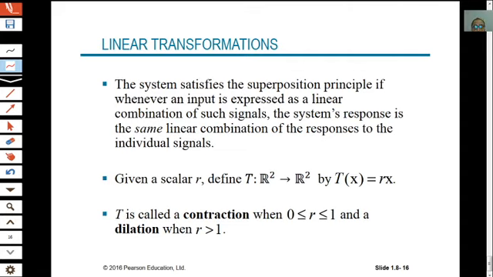The system satisfies the superposition principle if whenever an input is expressed as a linear combination of such signals. For example, we have any input, let's say w, and it is a linear combination of such signals like c1 v1, c2 v2, and so on. So for the system's response, namely the response for this input w, written as T of w, we just find the linear combination of the responses to the individual signals, namely c1 T of v1 plus c2 T of v2 and so on.